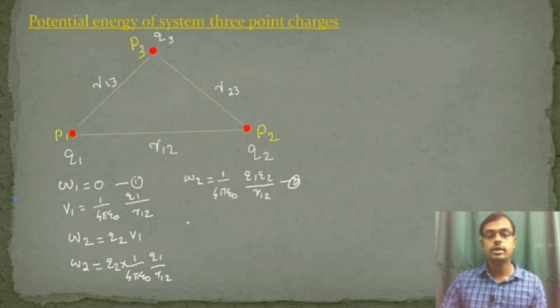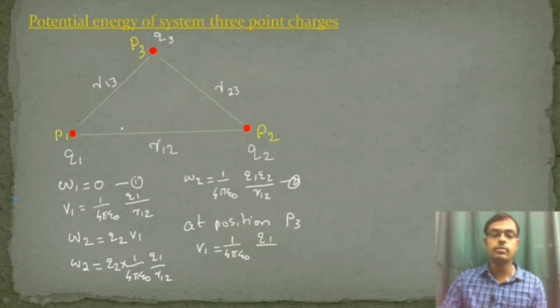If so, we can write the work. Before that, at position P3, what is the total potential? So I can write here V1 due to Q1, formula 1 by 4 pi epsilon 0 Q1 divided by the distance between P1 and P3, that is R13. And what is the potential due to Q2? You write it as V2. What is V2 here? 1 by 4 pi epsilon 0 Q2 divided by R23.